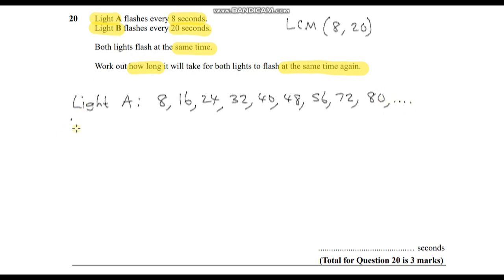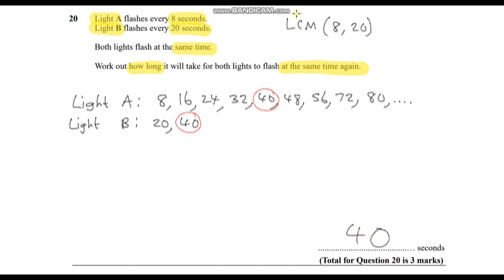But now let's look at light B. That flashes every 20 seconds. So after the first flash, it will then flash after 20 seconds, and then after 40 seconds. Now, I don't need to go any further, because I can see that after 40 seconds, they both flash. So they both flash after 40 seconds. So how long will it take for both lights to flash at the same time again? Well, it takes 40 seconds.